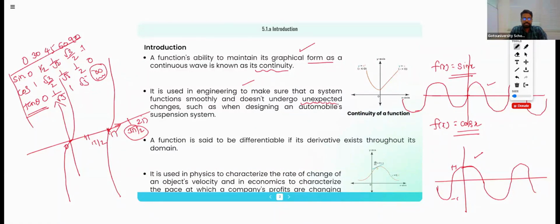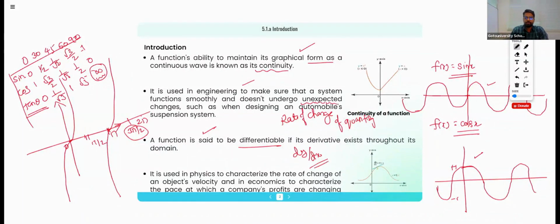And what is differentiability? A function is said to be differentiable. What exactly differentiation is, I will discuss in detail. Right now, differentiation is nothing but finding the rate of change of a quantity with respect to another quantity. Generally, we express it by dy by dx, that is, the rate of change of y with respect to x in an xy plane.